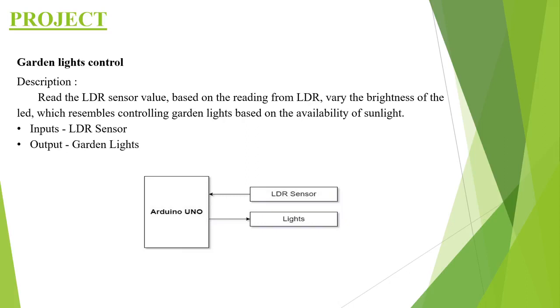So now explaining what our project is based on. In the project, we are controlling 3 devices. As already mentioned, the first one is the garden light. How the garden light will be used, to be precise, is the smart working of lights. When there is less availability of light or absence of light, the light turns on and turns off during the daytime. So we are using an LDR sensor, and based on the reading from the LDR, the brightness of the LED will vary. It will be controlled according to the availability of sunlight. The input is the LDR sensor and the output is the garden lights.